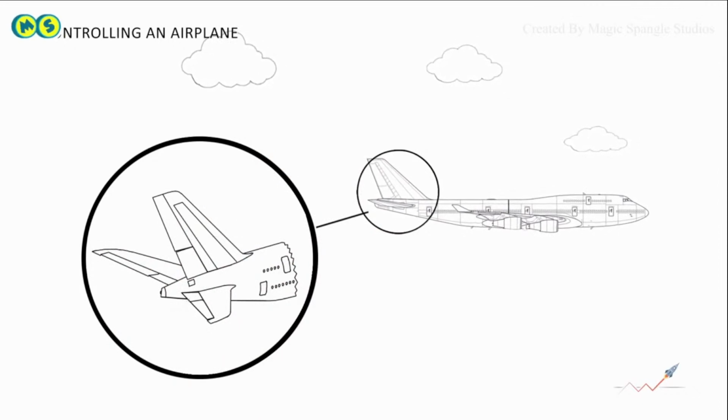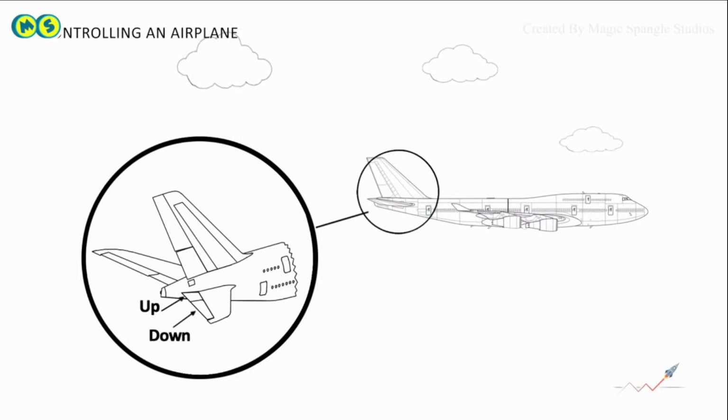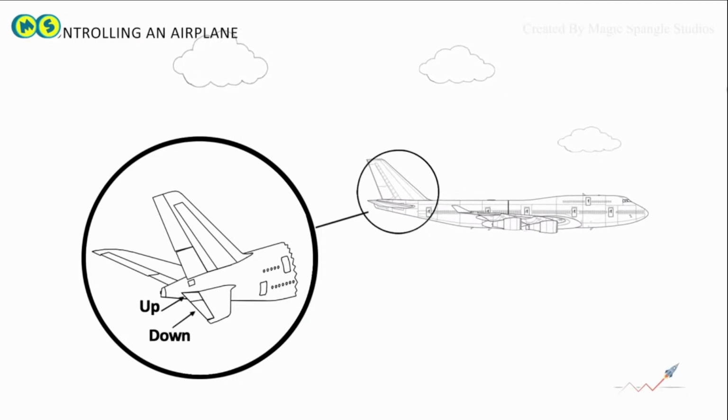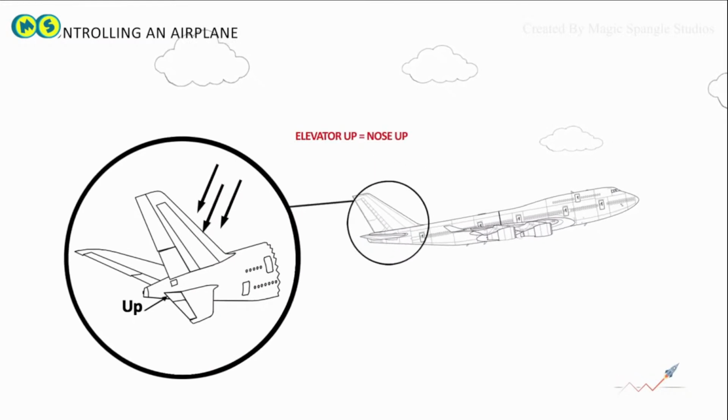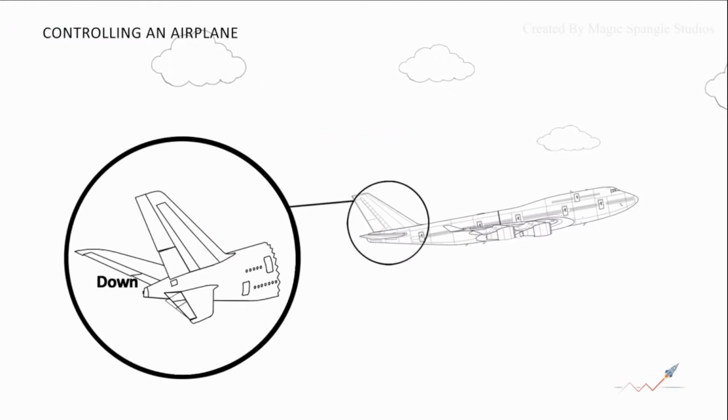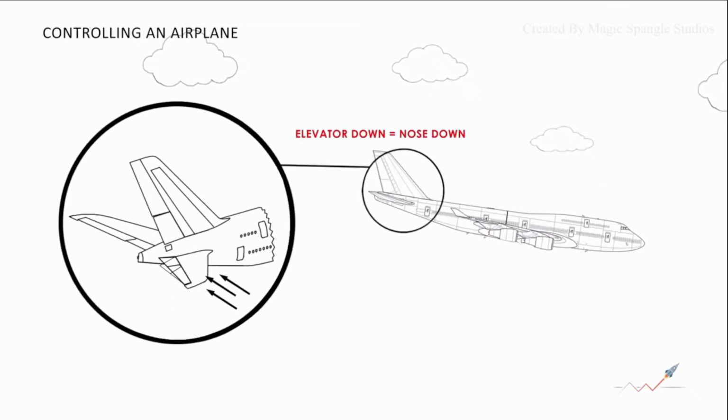The elevator can be deflected up or down to produce a change in the downforce produced by the horizontal tail. If the elevator is deflected upward, it increases the downforce produced by the horizontal tail, causing the nose to pitch upward. If the elevator is deflected downward, then the counteracting force causes the nose to pitch down.